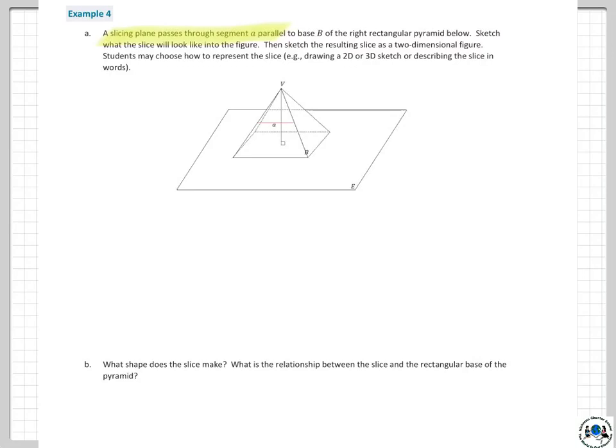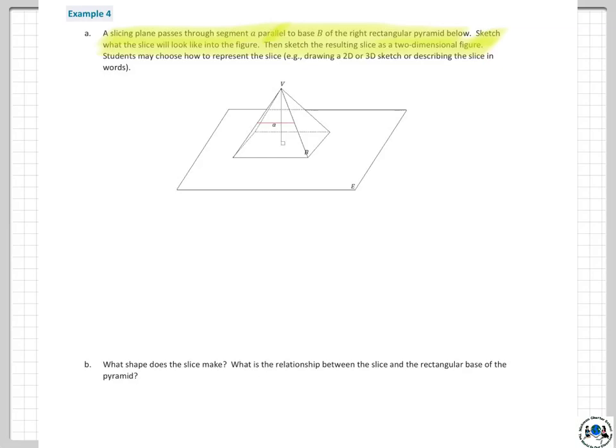All right, so a slicing plane passes through segment A parallel to the base B of the right rectangular pyramid below. Right there. So what you're going to do is sketch what the slice will look like into the figure. Then go ahead and sketch the resulting slice as a two-dimensional figure. Okay?